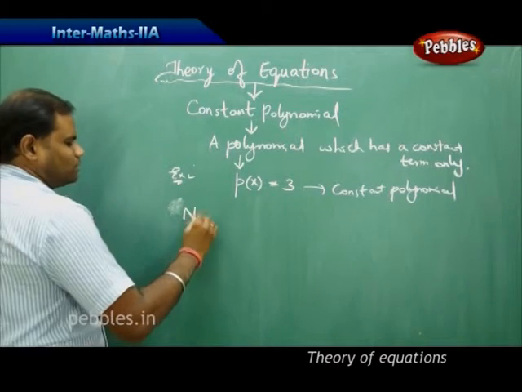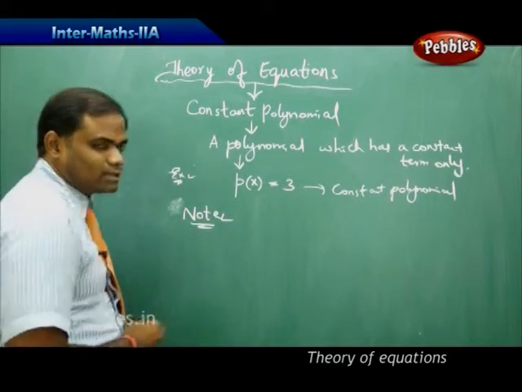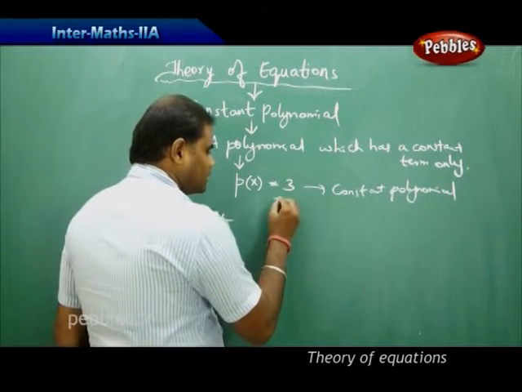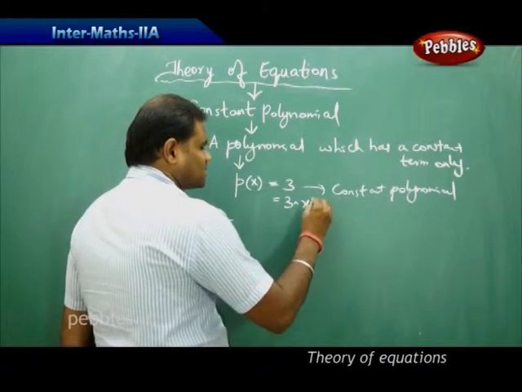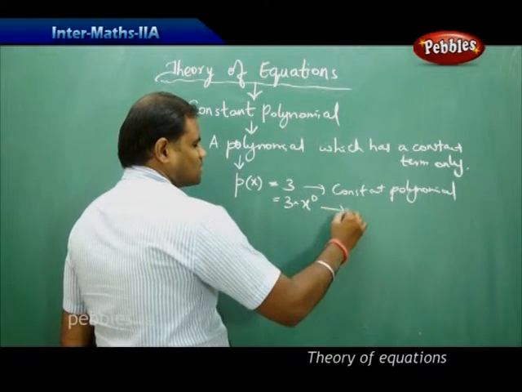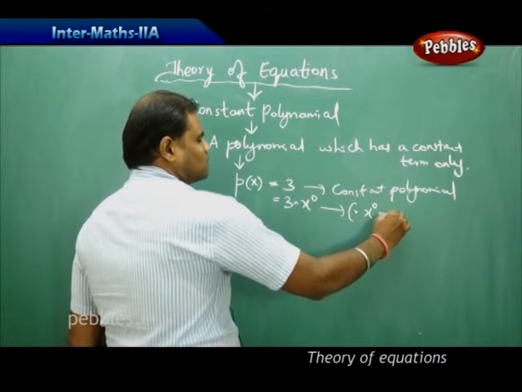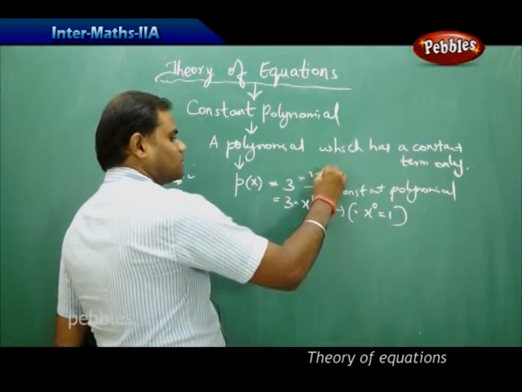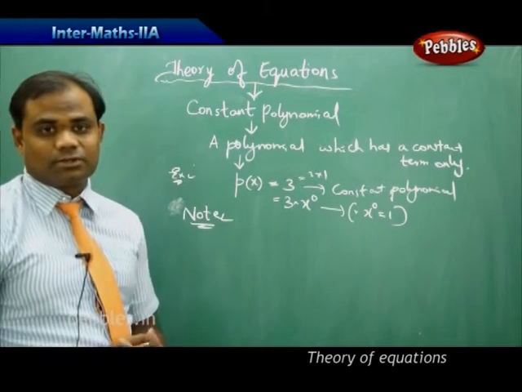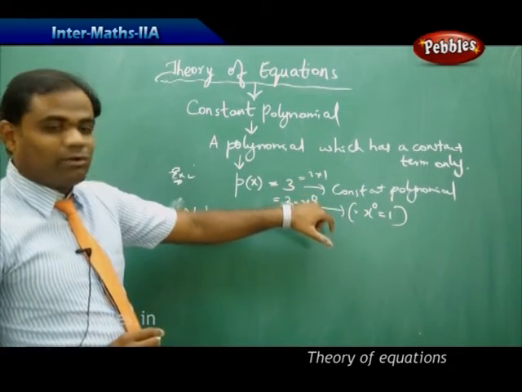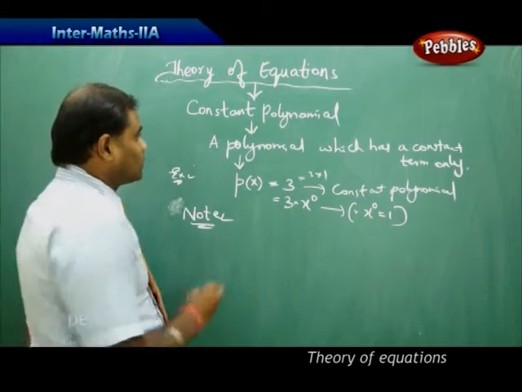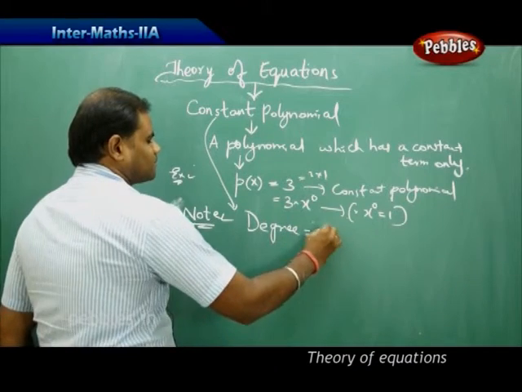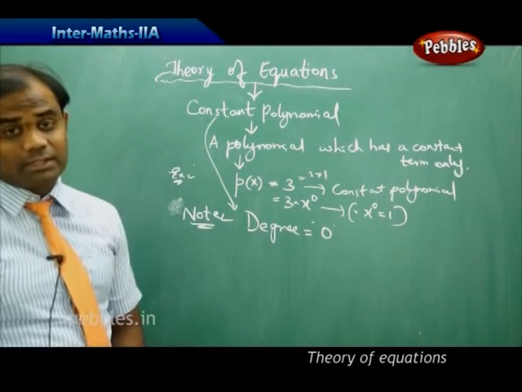And note, the important point out here is that whenever a polynomial is constant, it doesn't have an x term. That is, I can write this in terms of x as x power 0, because x power 0 is 1, and I can write this as 3 times 1. So when I write this as 3 times 1, this 1 can be written as x power 0, which makes us understand that the power of x is 0, and hence for a constant polynomial, degree is always 0, is how we understand.